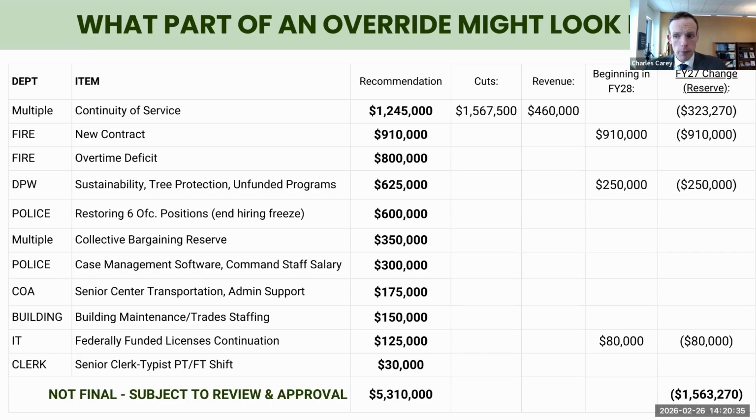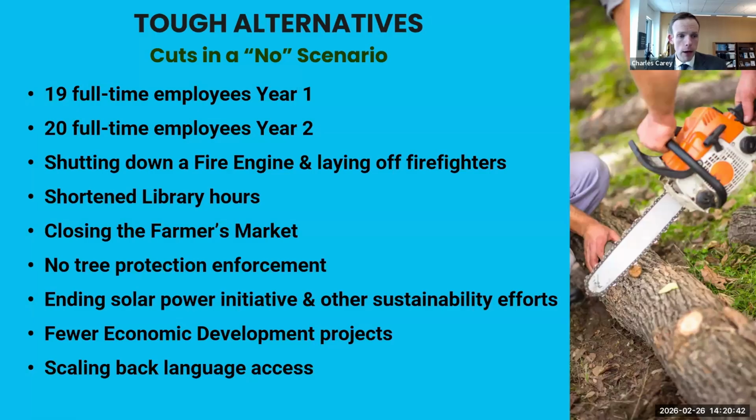So what happens if there's not an override? What happens on the town side if that decision is not made? The answer is pretty tough, right? We would be looking, and I apologize, this is from a prior version of this. The actual number in a no scenario in year 1 for employees is 17.4, not 19. We would lose 17.4 full-time positions in year 1. We would probably lose 20 full-time employees in year 2, and that would be because of that fire issue, that $900,000 on the fire department coming online.